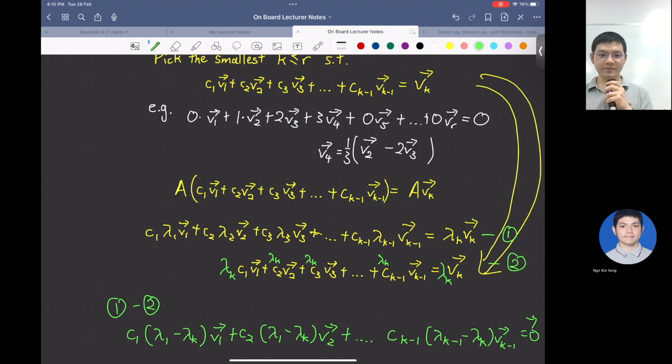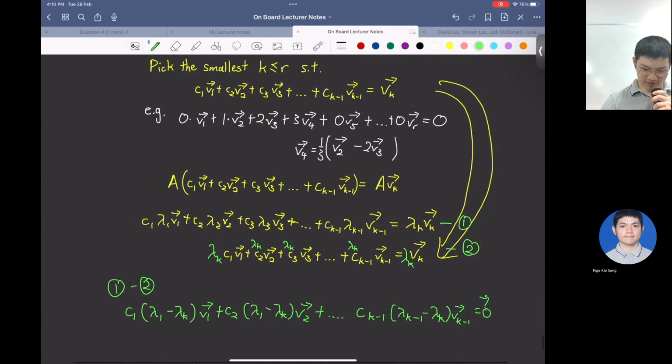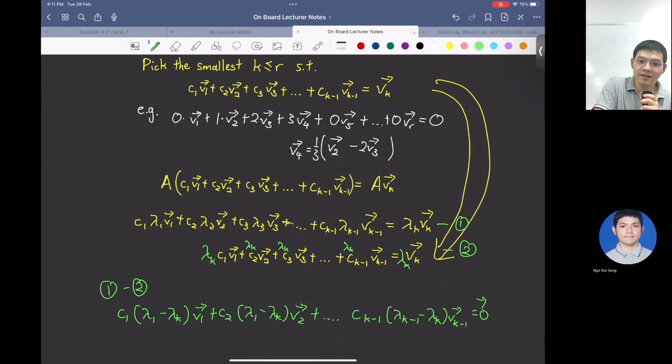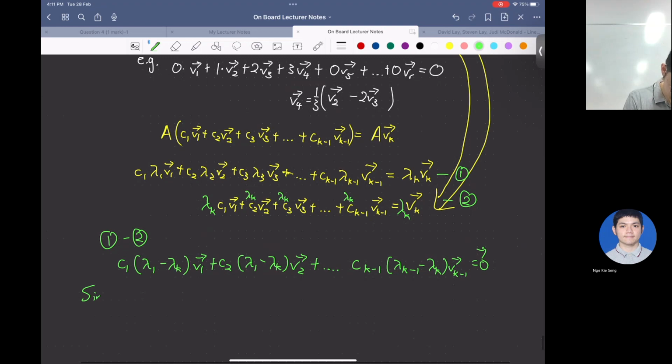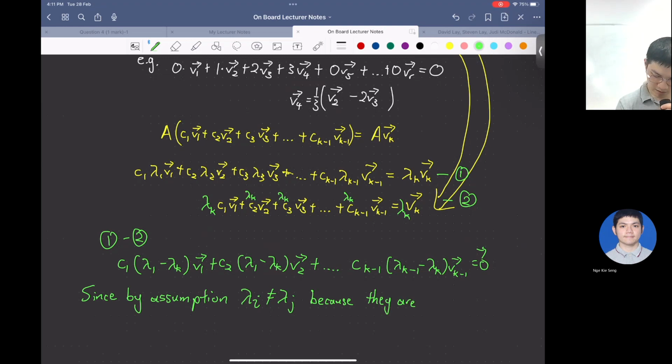So what's this? Yes. Since by assumption lambda i is not equal to lambda j, because they are all distinct, C1 must be equal to C2.